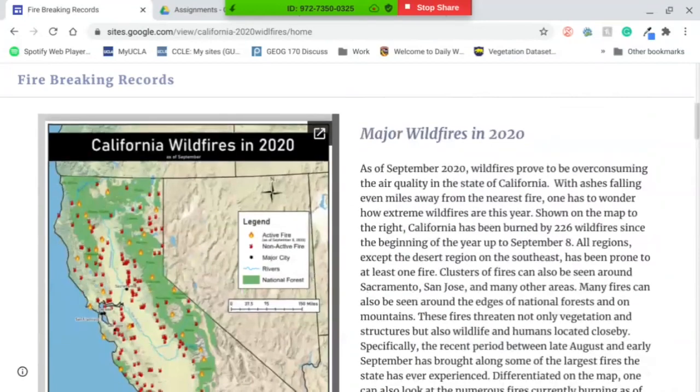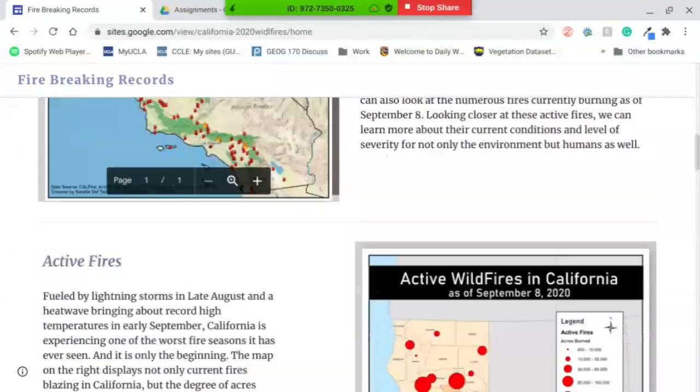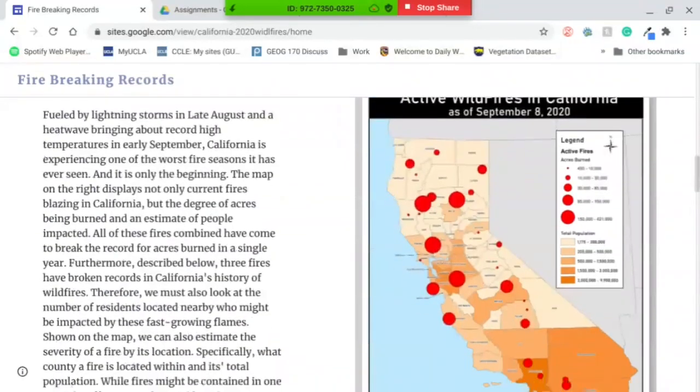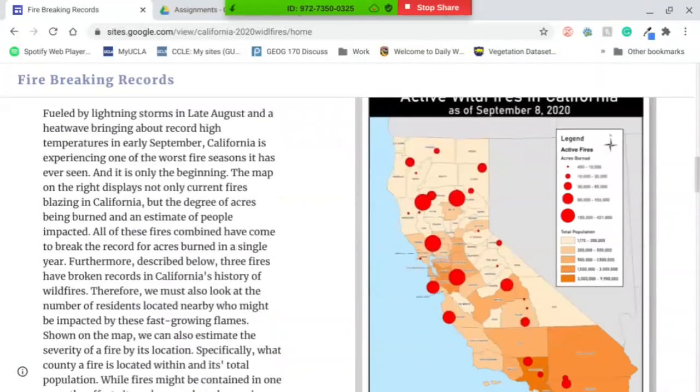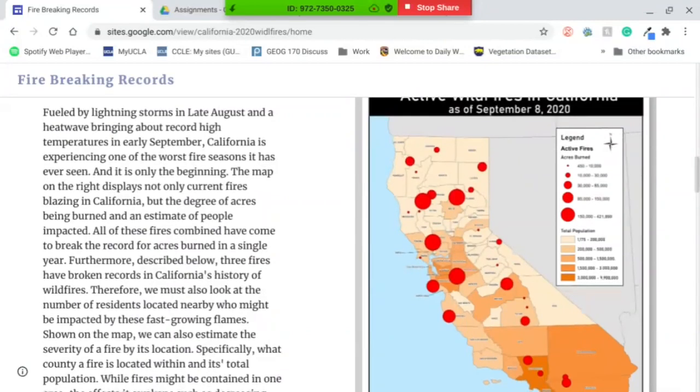My second map is a choropleth map that visualizes the severity of current active fires as of September 8th by looking at the degree of acres burned and still growing and their location relative to county population. This map includes 3 different layers, specifically a counties layer, a state boundaries layer, and an active fires layer. This map includes the same set of elements from the previous map, just appropriated to fit this data.